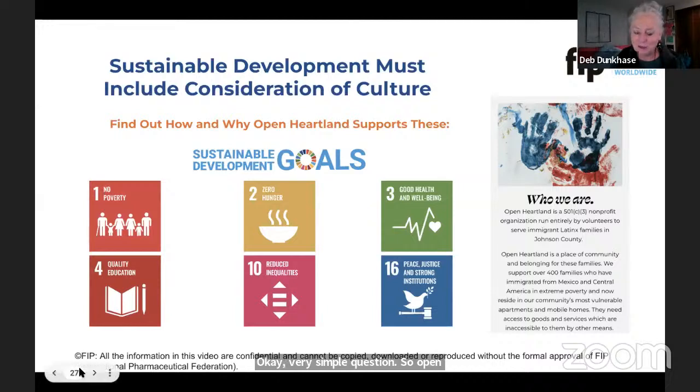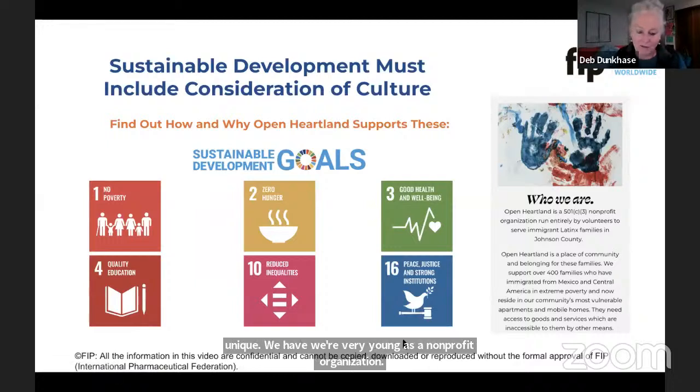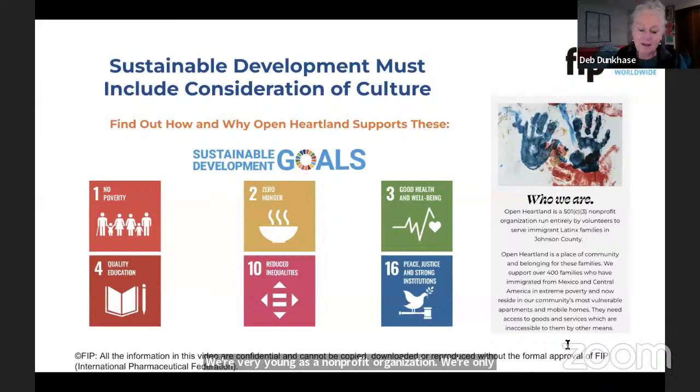So Open Heartland is really unique. We're very young as a nonprofit organization. We're only 5 years old. We incorporated as a nonprofit the year that COVID hit. And I think one of the real advantages Open Heartland has is that we started this organization with no preconceptions about who we are or what we're going to do, other than what resulted from talking with the families that we're serving. So we started in year one working with about 50 Latinx immigrant families coming here from Central America and Mexico. Now, 5 years later, we're working with about 400 families.